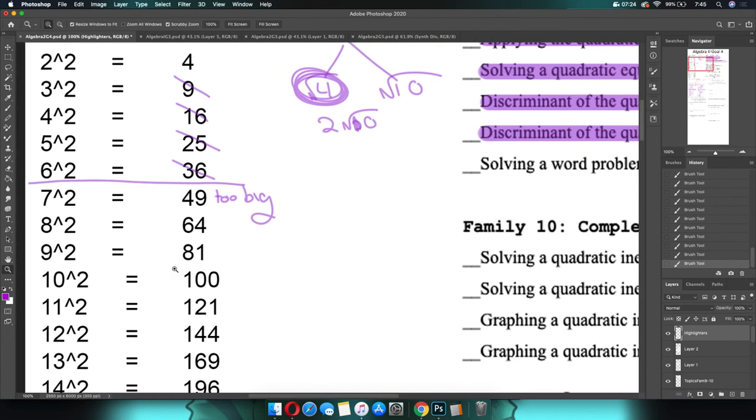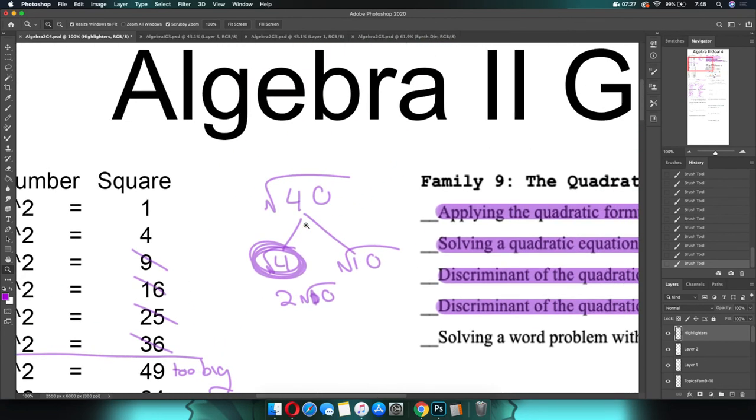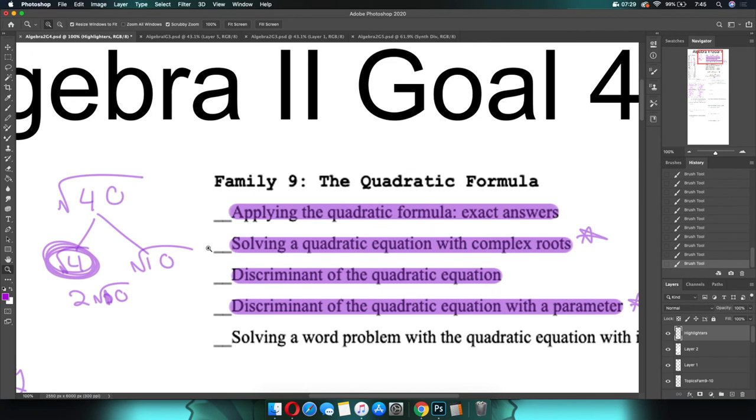So that is computer. What are you doing, computer? There we go. All right. So exact answers is now done.